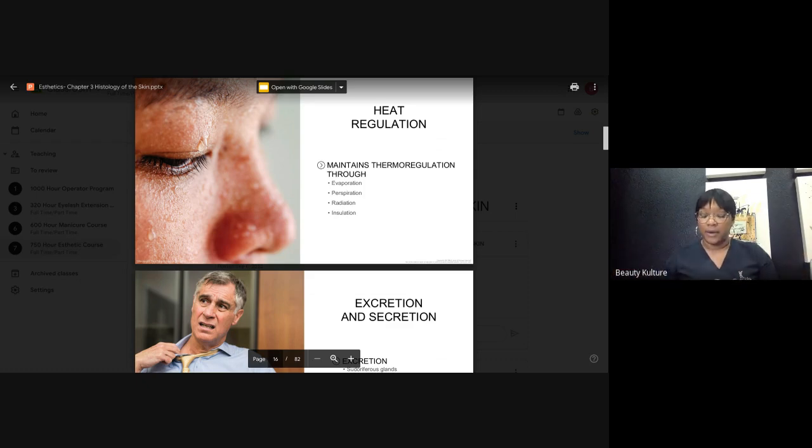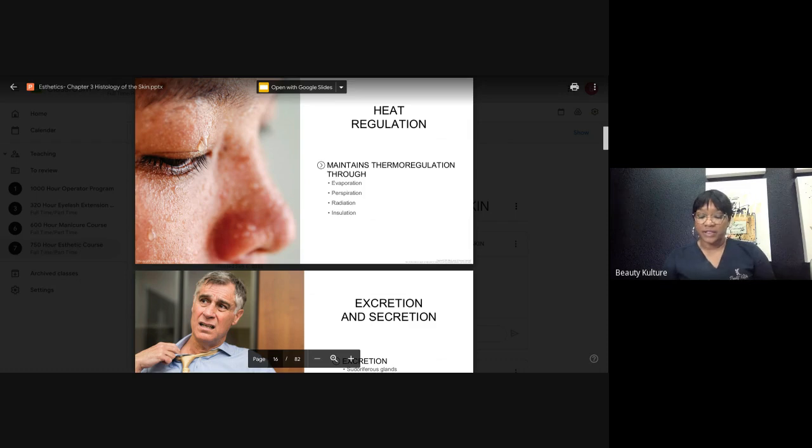So the body maintains its thermal regulation through evaporation, perspiration, radiation, and insulation. Millions of sweat glands release heat from the body through perspiration to keep us from overheating. And then we cool ourselves through evaporation on the skin surface. After we sweat, that moisture on the skin surface is what cools us down, and then our skin helps that moisture to evaporate.